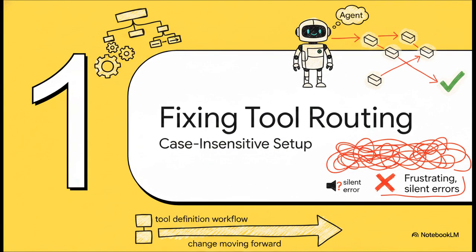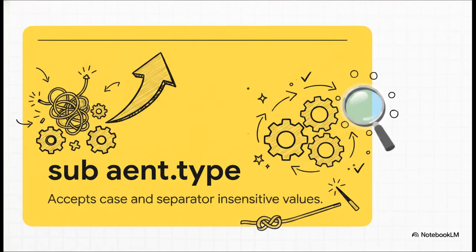Okay, moving into Section 1, Fixing Tool Routing. Let's take a look at the new case-insensitive formatting setup. So, the absolutely crucial point here is that the subagent.type field is now much more forgiving. It has been updated to accept case and separator insensitive values.